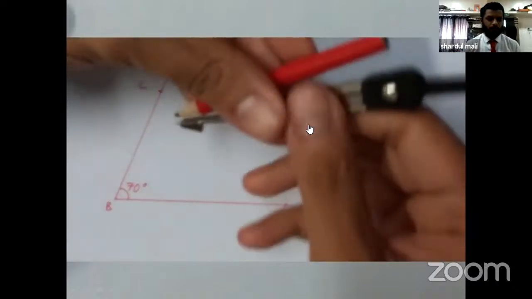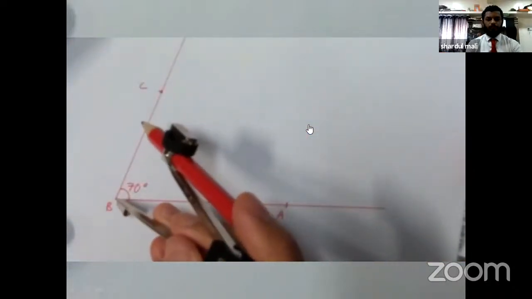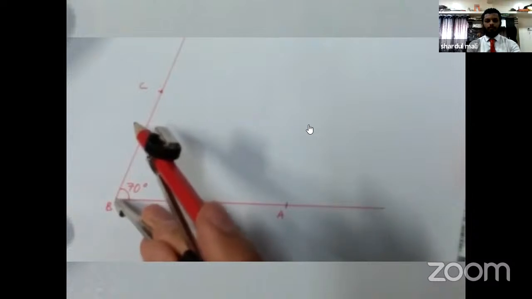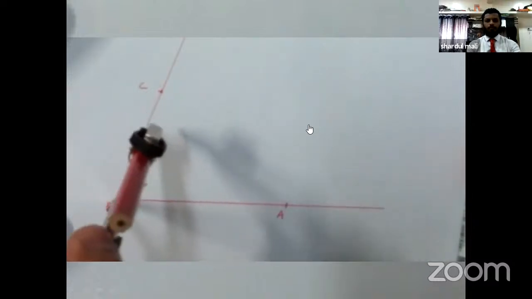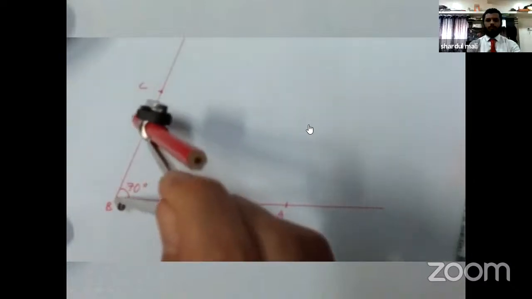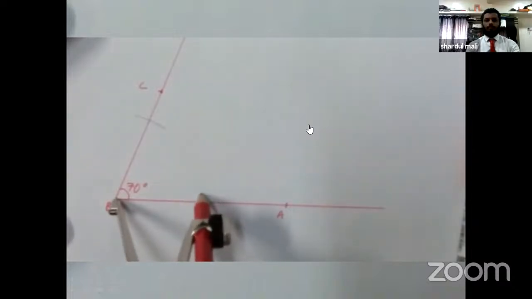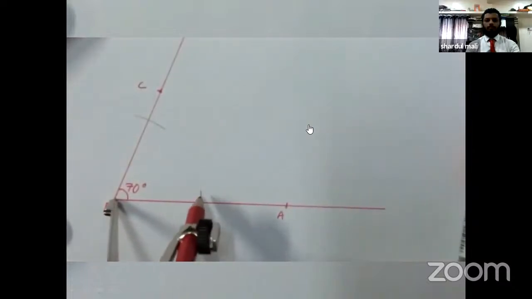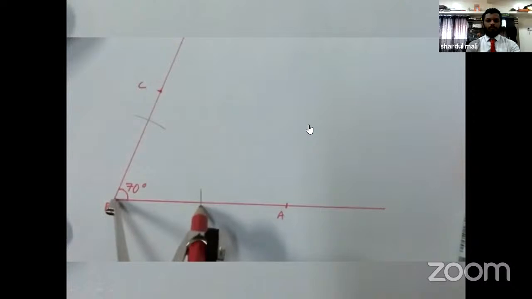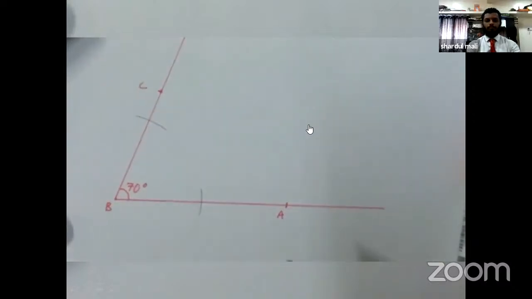I take a compass. Poke it at point B. I do not adjust it. It doesn't matter what size I use. Just cut it through one side, cut it through the other side. Again, I cut it through one side, cut it through the other side. I should see two marks now.